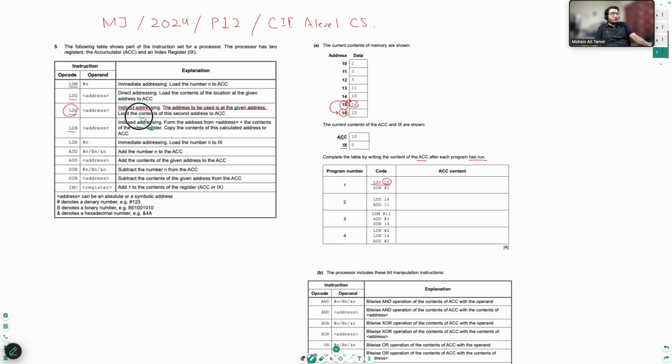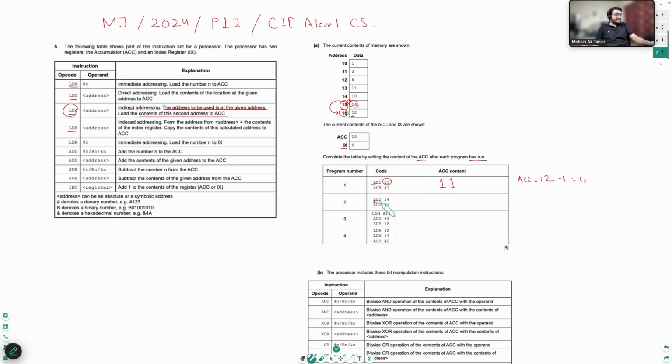Alright, and it says load the contents of this second address to accumulator. So I load whatever is at 16 to accumulator. If I do that, my accumulator is going to become 12 because 12 is at 16. So remember, it's a double address sort of a situation. Then it says subtract 1. Subtracting 1 simply makes 11. So the contents of the accumulator are going to become 11.